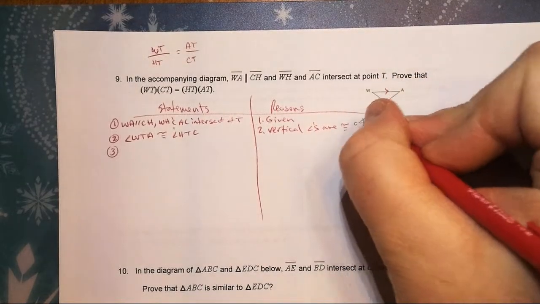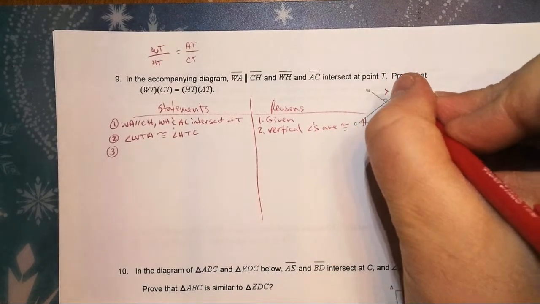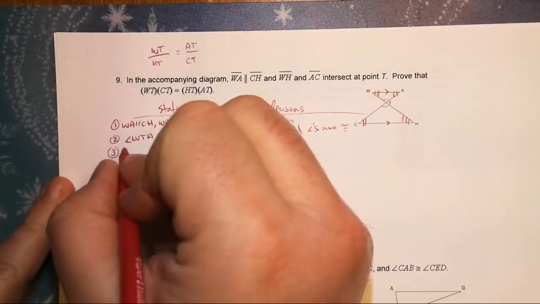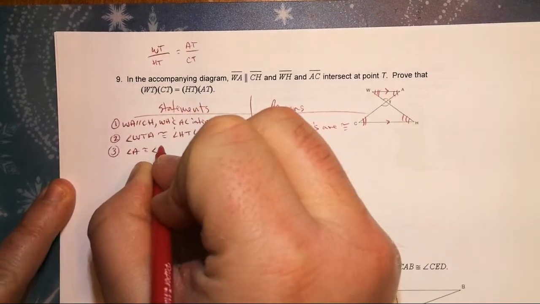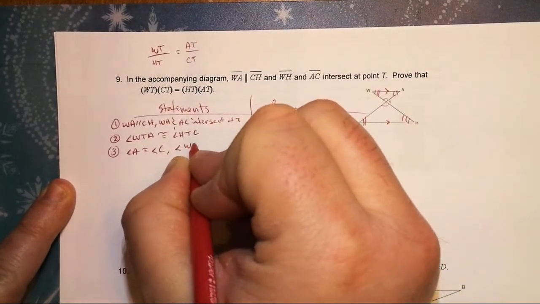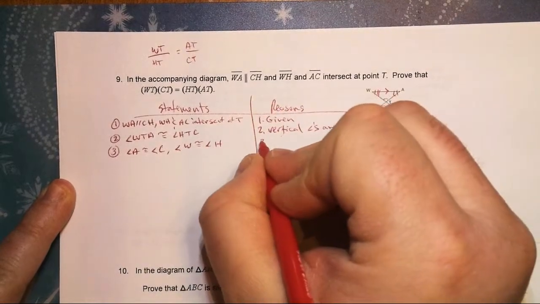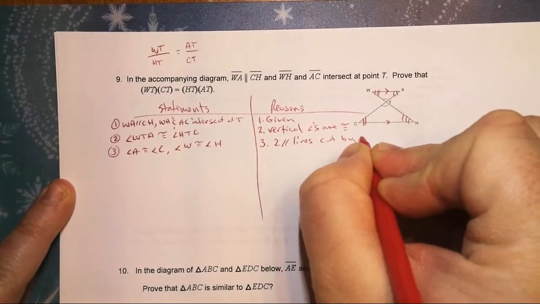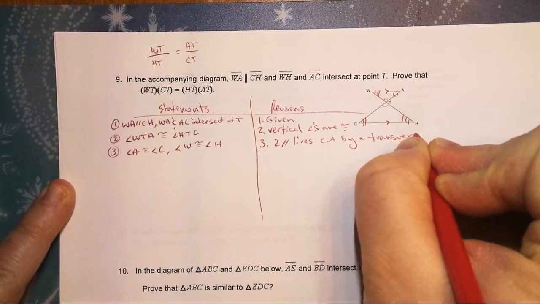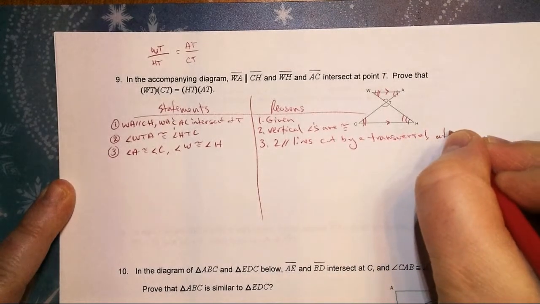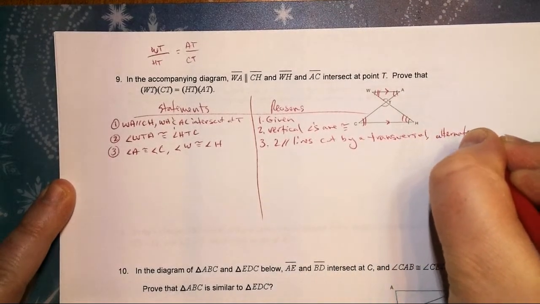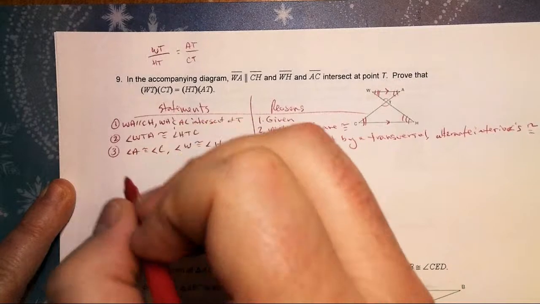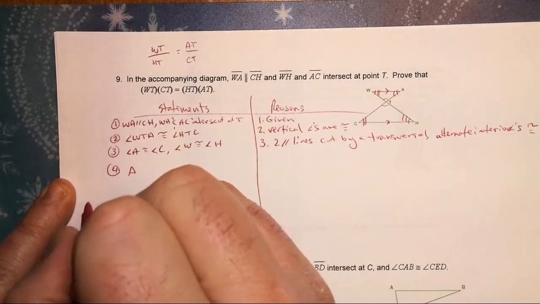Now, because these lines are parallel, these angles are alternate interior angles. So like I said, you could have skipped step 2 and just done angle A is congruent to angle C, and then angle W is congruent to angle H. So two parallel lines cut by a transversal, and then just alternate interior angles are congruent.